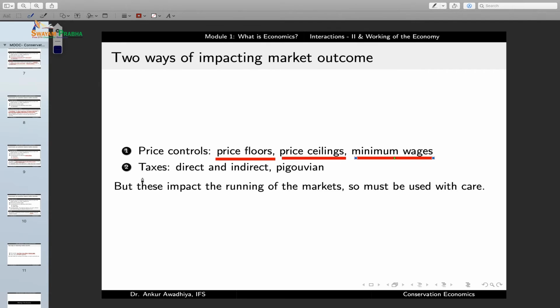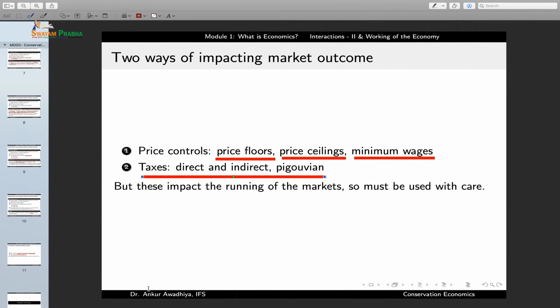Another way is taxation. Now, taxation can be direct taxation, indirect taxation, or even Pigouvian taxation. We can even talk about negative taxation, which is the subsidies. Now, direct taxation is a taxation that is directly taken from the person, and a very good example is the income tax. Now, income tax is taken directly from the person who is earning this income. Indirect taxation, on the other hand, is taken indirectly from those people who are making use of certain products. So, when we talk about sales tax, when we talk about VAT, these are indirect taxes.